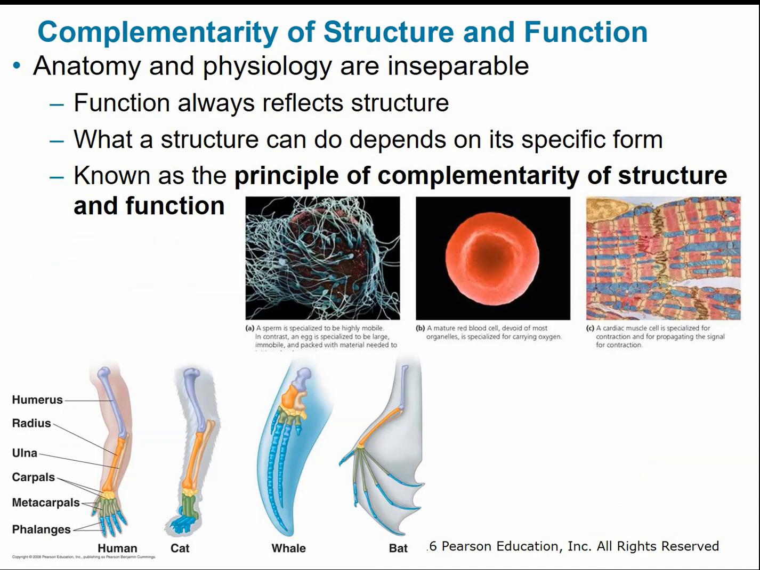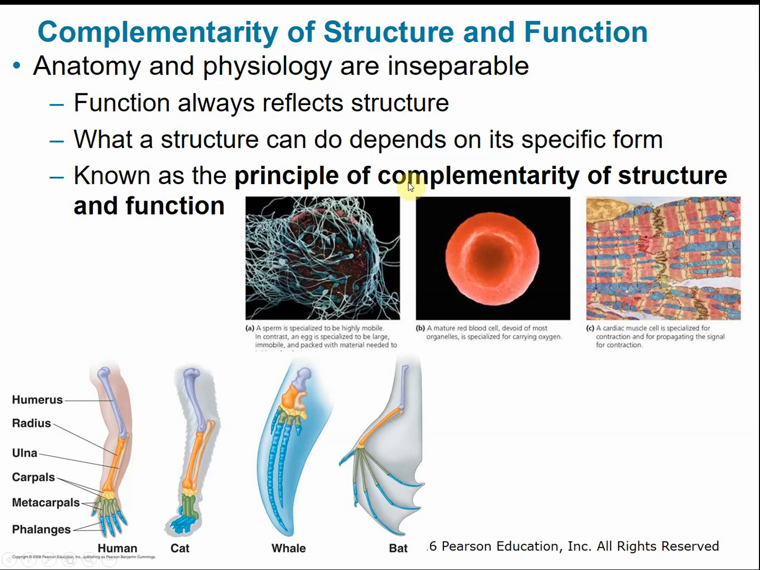So anatomy and physiology are always lumped together because they are inseparable. The function is always going to reflect the structure. So the shape of something dictates what it's able to do. So this is known as the principle of complementarity of structure and function. So just saying that the function of a cell or body part is dependent on its shape.